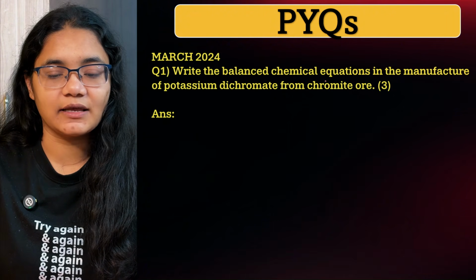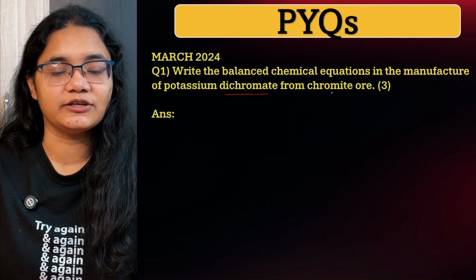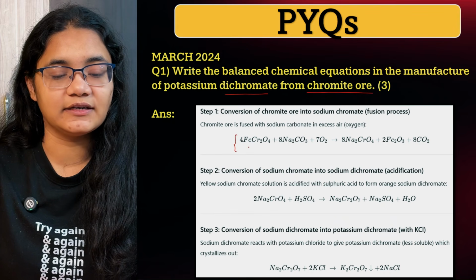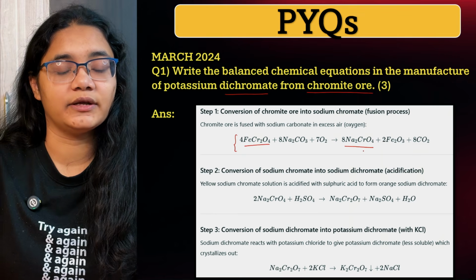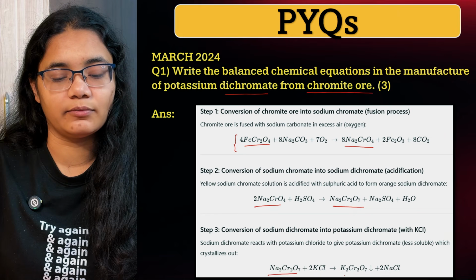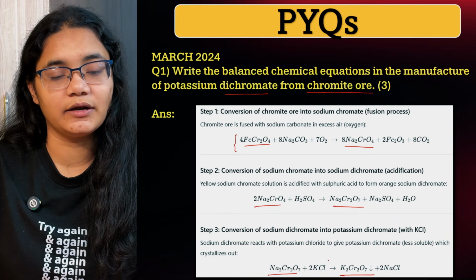Next, write the balanced chemical equation in the manufacture of potassium dichromate from chromite ore. Okay, so here also we have already discussed: iron chromate gets converted to sodium chromate, sodium chromate gets converted to sodium dichromate, sodium dichromate gets converted to potassium dichromate.